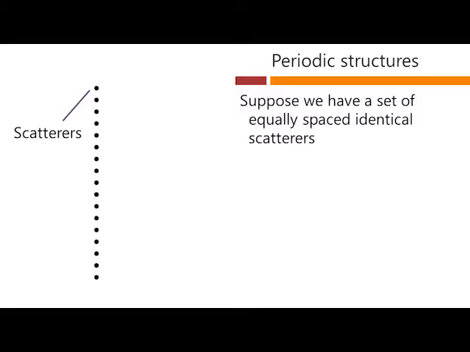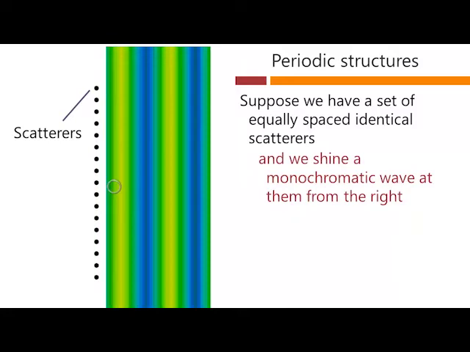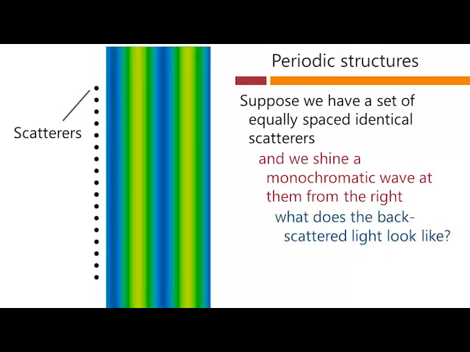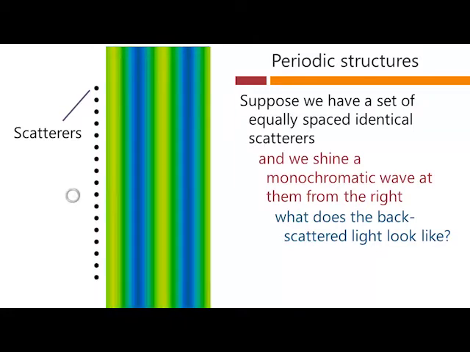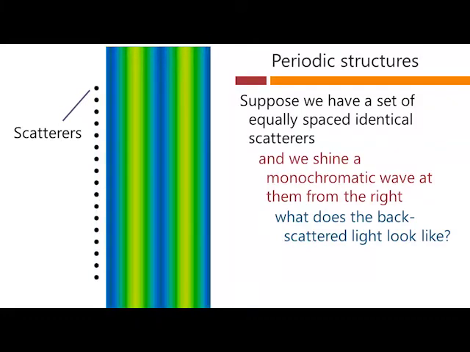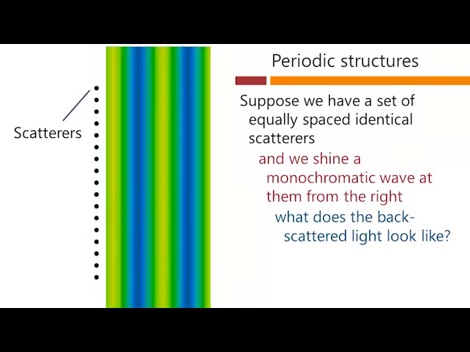So let's suppose we have a set of equally spaced scatterers. You can think of these as some sort of little reflecting balls or something like that. And we've spaced them equally. And we're going to imagine that we shine a monochromatic wave at them from, say, this direction. And we want to know what the scattered light looks like, say, going backwards, for example. We could also look at it going to the left, but we'll be interested in what happens going backwards. What does the backscattered light look like from this collection of equally spaced scattering objects?